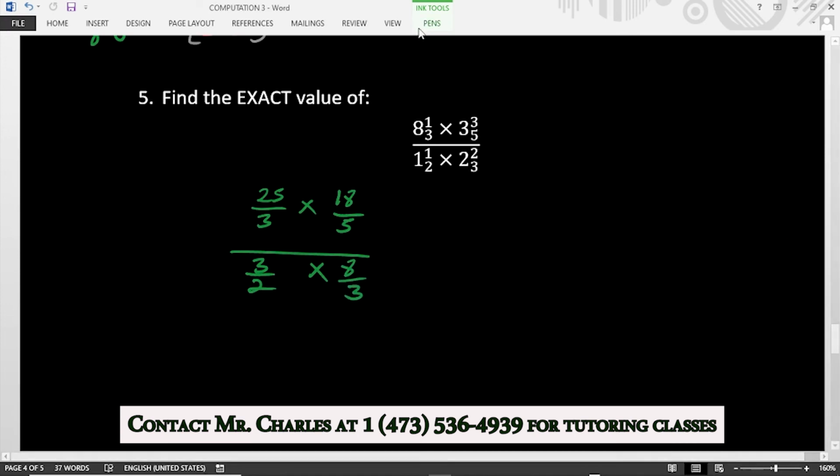The next step is to cancel. Okay, cancel. 3 into 3 is 1, 3 into 18 is 6, 5 into 5 is 1, 5 into 25 is 5. Good. Then we start dealing with the denominator. So we say 2 into 2 is 1, 2 into 8 is 4, and 3 into 3 is 1, 3 into 3 is 1. Right, we cannot cancel anymore, so we multiply throughout.